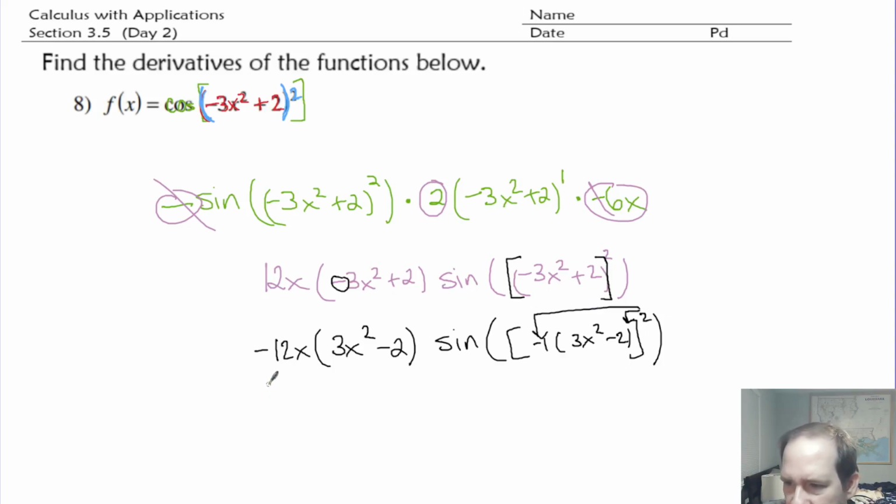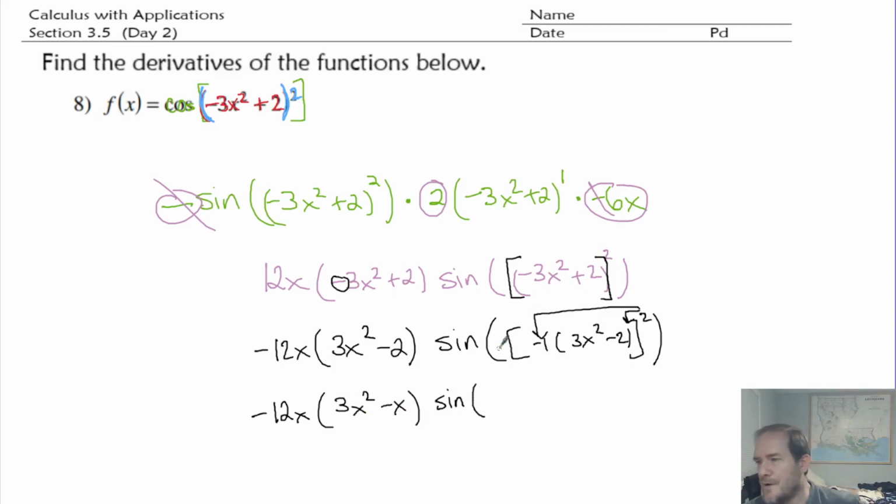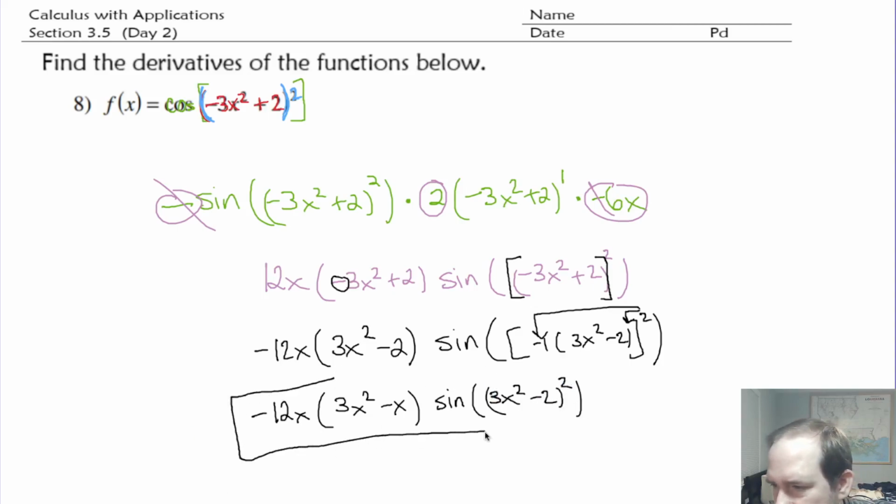So maybe our final best answer is to stick our negative on our 12x, because we factored a negative out of here to just get 3x squared minus 2. Then we're now taking the sine of, well, the negative again got factored out and turned positive, so we're still doing the sine of 3x squared minus 2, squared. To me, that's the best looking version of our answer.